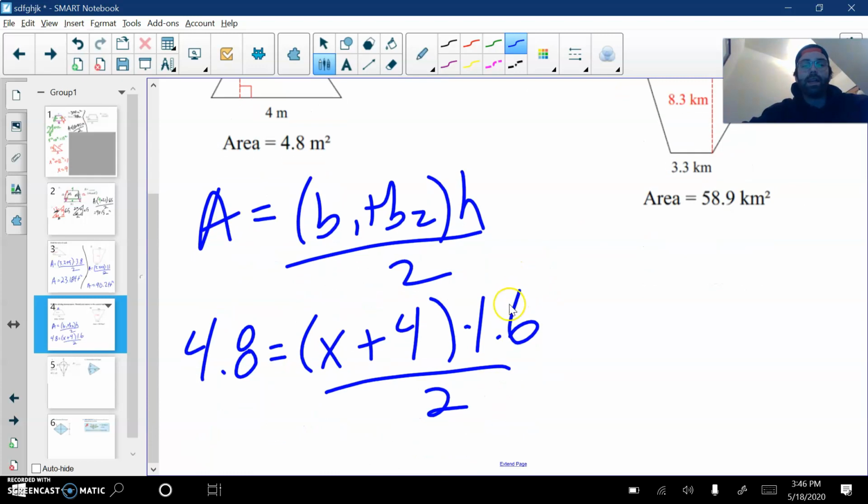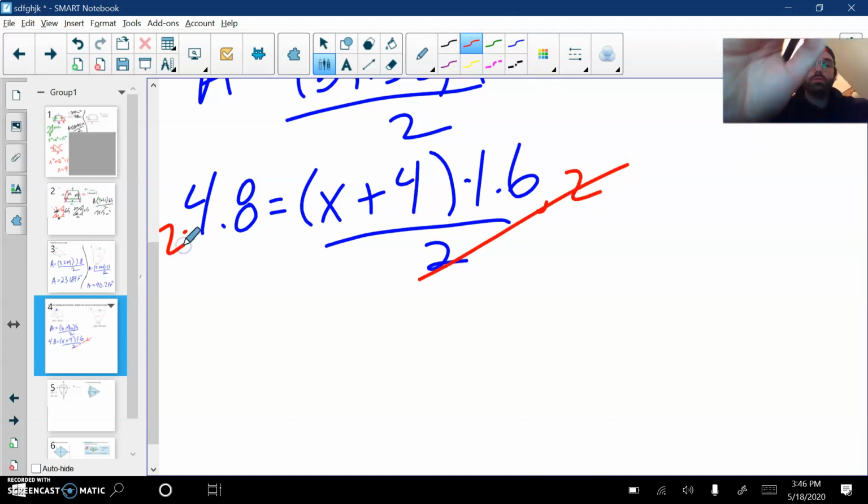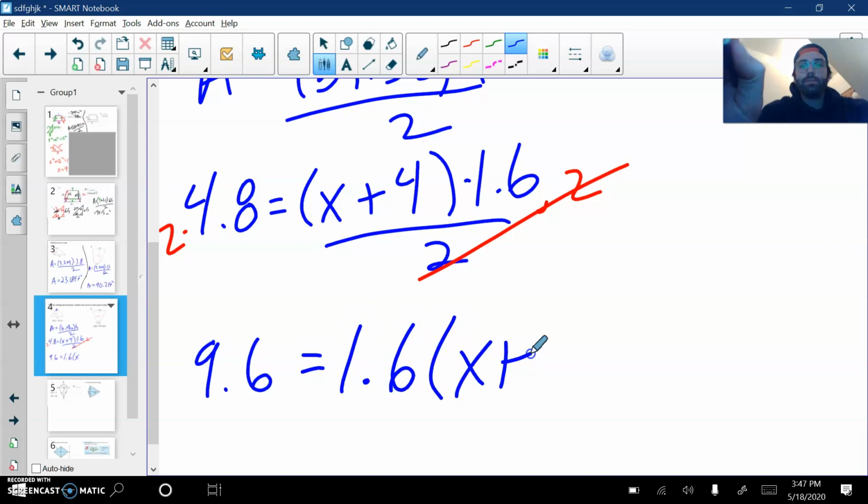Since 1.6 is not a great number, I'm going to multiply by 2 first. I remember in the notes I divided 1.6 by 2 because it was an actual even number, but since it's not, I'm multiplying by 2 to clear it out here and multiplying by 2 there. This should be 9.6. And then I'll get 1.6 times x plus 4.